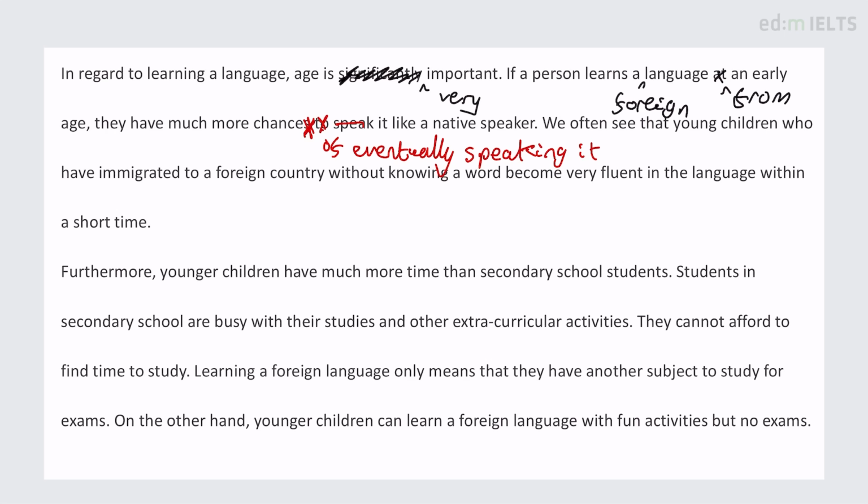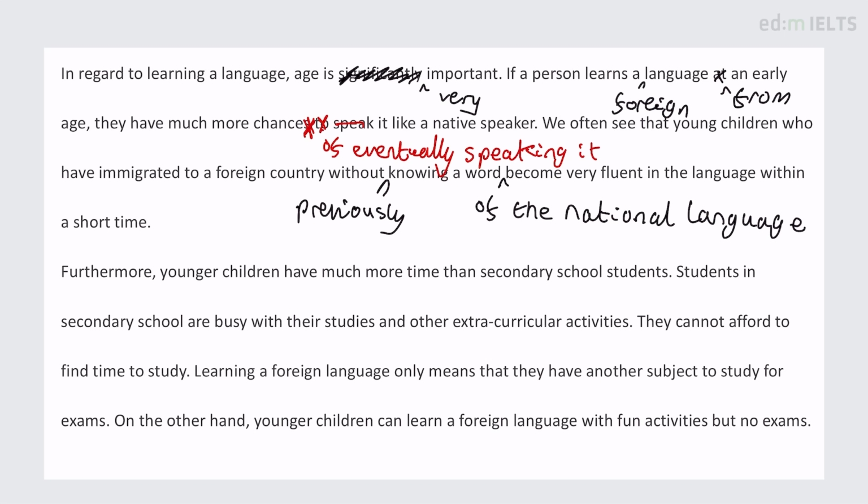Yeah, that's fine. Maybe just as of the national language. The national language is the main one spoken. So they've immigrated to a foreign country without previously knowing the words of the national language, and they become very fluent within a short time.